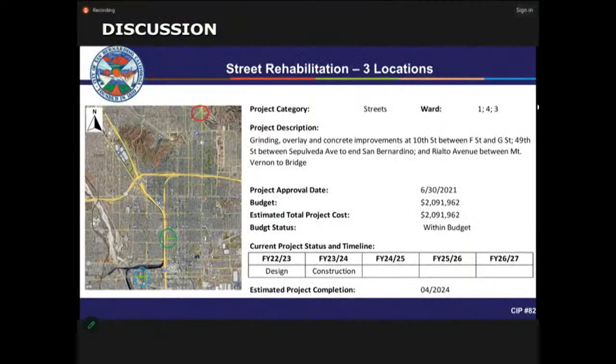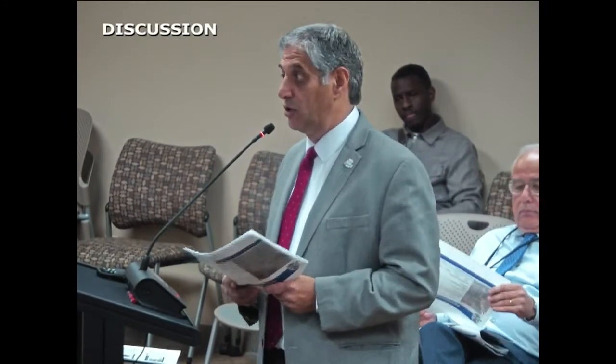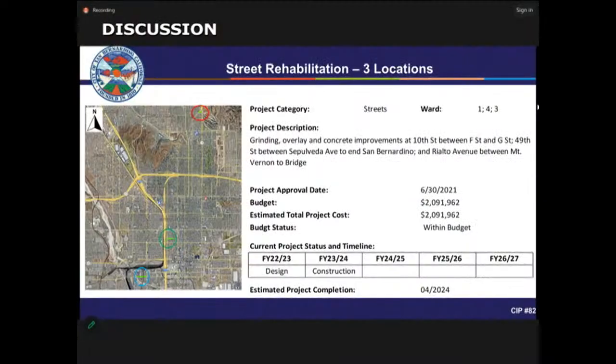The street rehabilitation relocation projects include 10th Street between F and G, 49th Street between Sepulveda to the end of San Bernardino, and Rialto between Mount Vernon and the bridge. We had a bid opening last week, and actually we got a very good bid, so this will be coming to you for award of contract shortly.